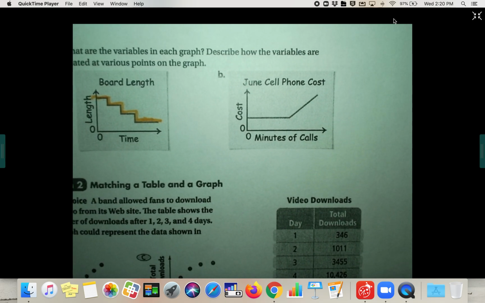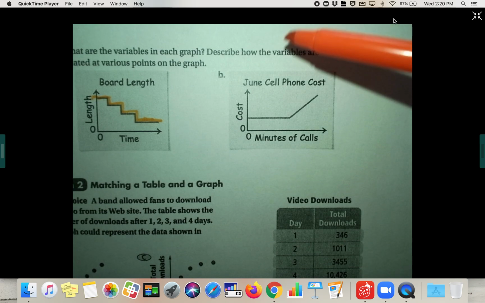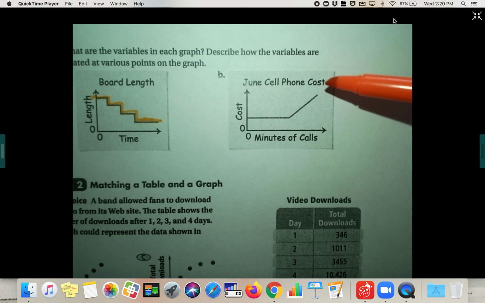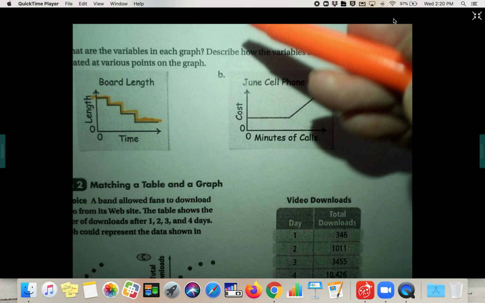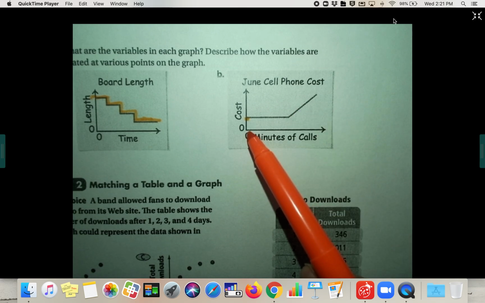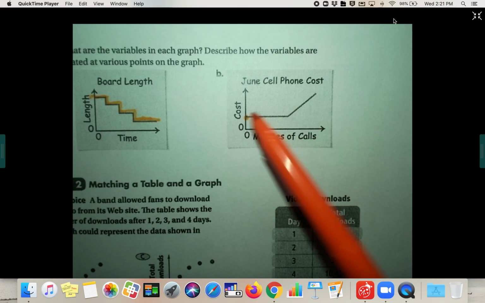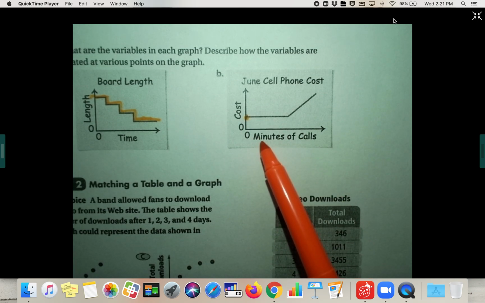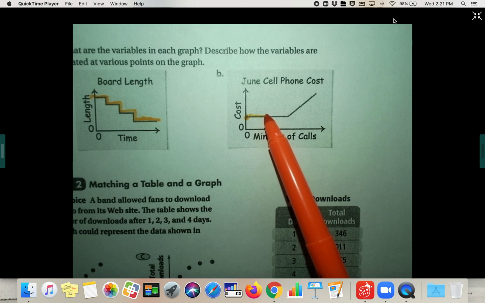Let's look at B. B makes sense because all of us probably have a cell phone. We're talking about the cost of our June cell phone bill, the bill from the month of June. So here's how expensive it was. We know it wasn't $0. So for June, it started at, let's say that's some easy number to think of, let's say it's like 100. So you have lots of minutes of calls. You're calling your friends. Your bill is still 100.